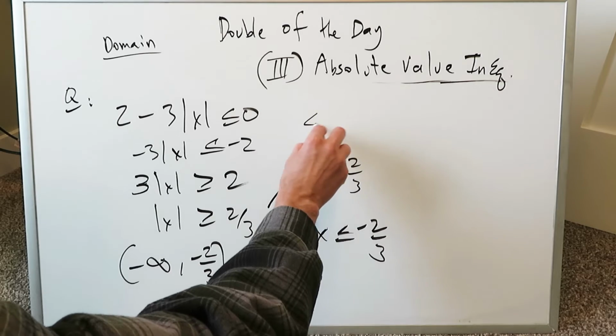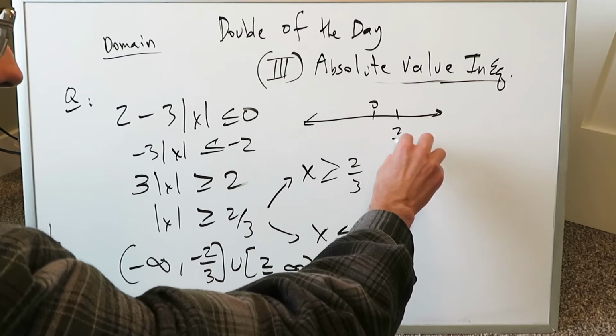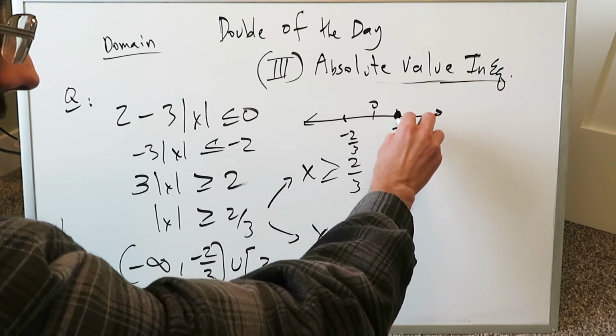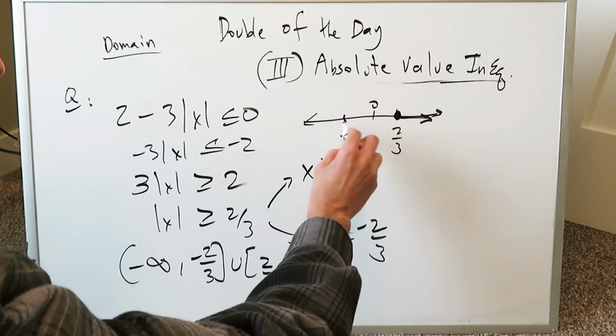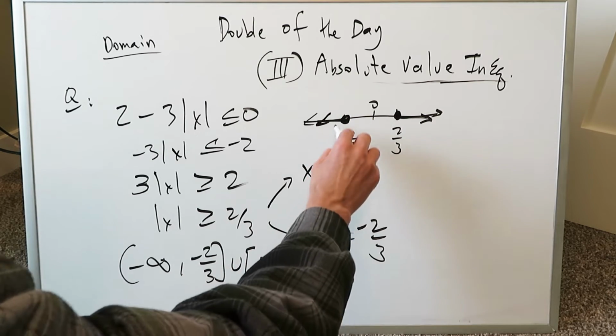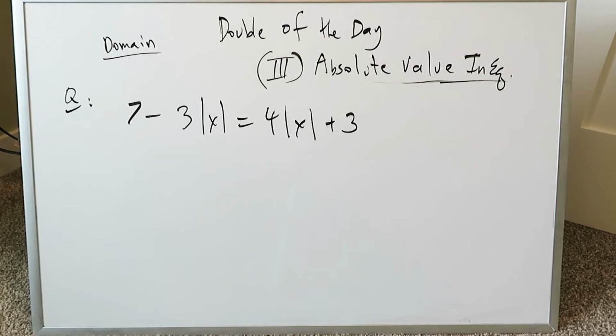You can also very well on a number line represent everything here. You're looking for here at 2 over 3 and here you're looking at minus 2 over 3. And you're looking at these values which are included but going towards infinity, and these values which are included but going towards minus infinity. So you can very well establish your answer in this form too, and it would be good.